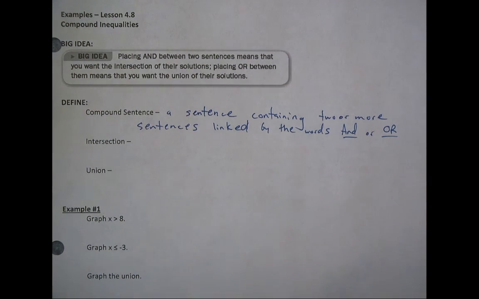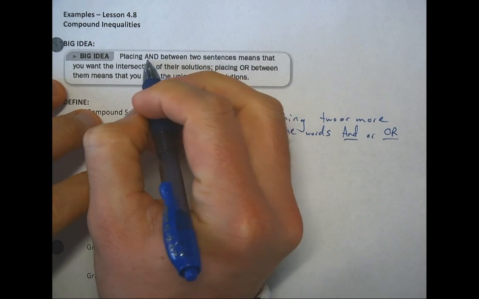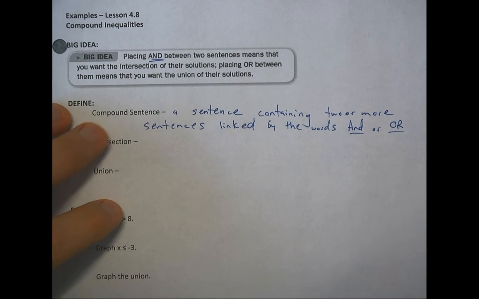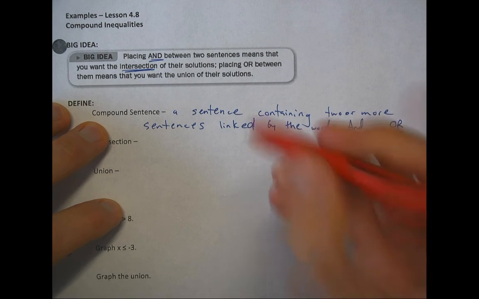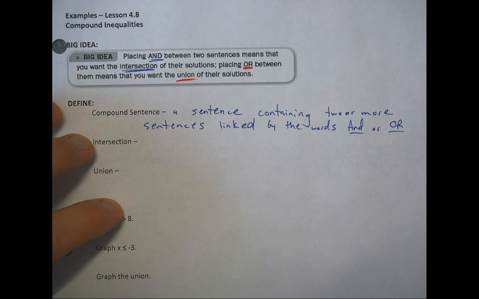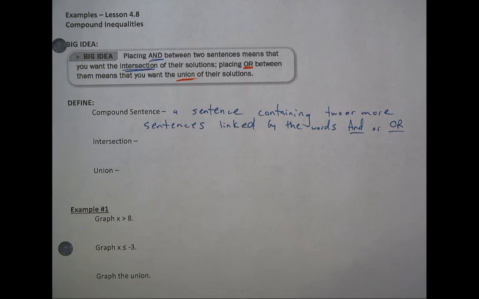All right, today is lesson 4.8 from your algebra book. Our big idea is that placing "and" between two sentences means that you want the intersection of their solutions. Placing "or" means that you want the union of their solutions. Okay, so we're going to talk further of that in a second.